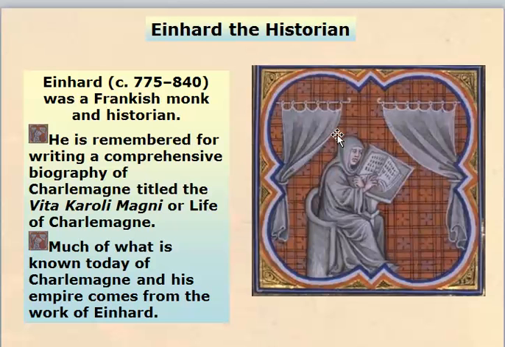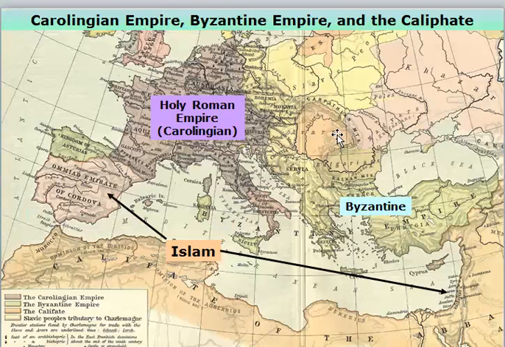Einhard, the historian, was a Frankish monk and historian. He is remembered for writing a comprehensive biography of Charlemagne titled Life of Charlemagne. Much of what is known today of Charlemagne and his empire comes from the work of Einhard.